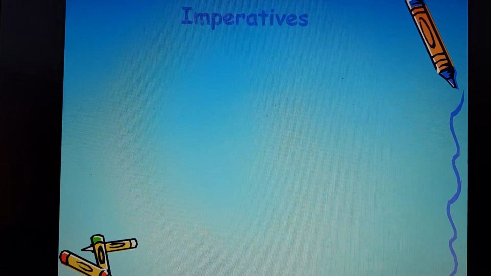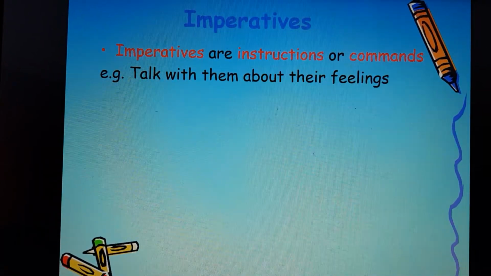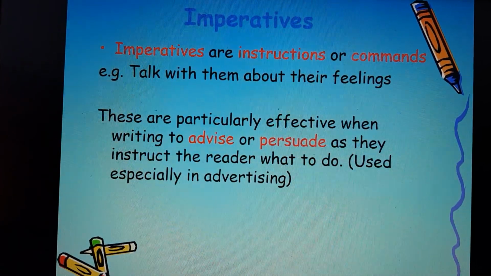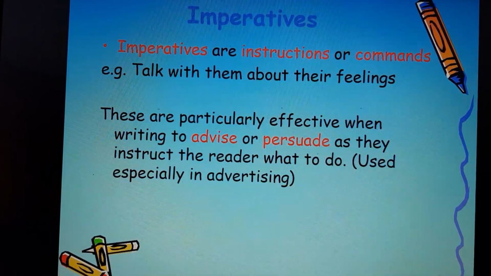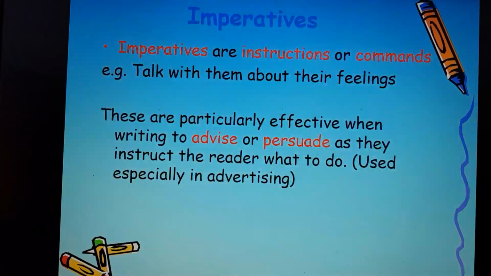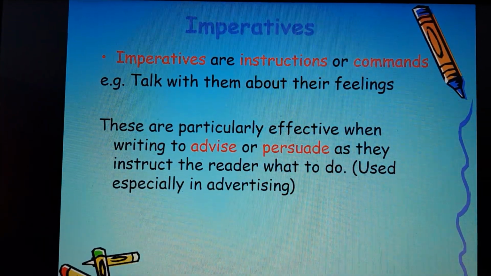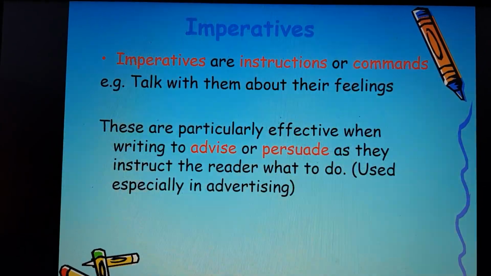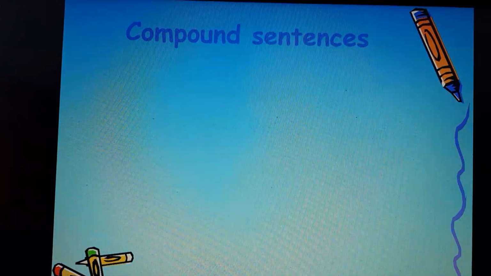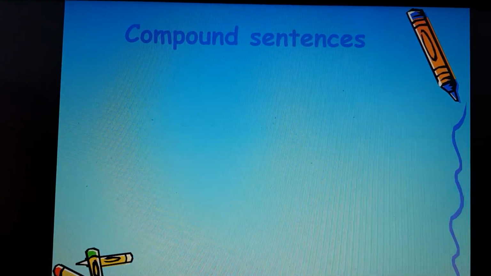Imperatives. So we've done these when we were doing our persuasive writing. Instructions or commands. Talk with them about their feelings would be an example. These are particularly effective when writing to advise or persuade, as they instruct the reader what to do, and they're used especially in advertising. So when you're watching the telly, have a look at the adverts, look at when and how they're using imperatives.